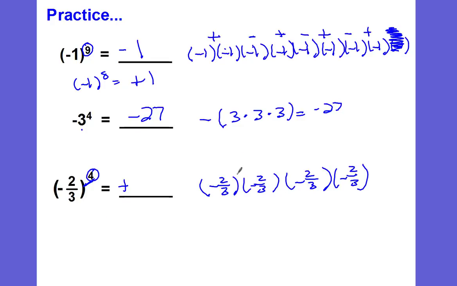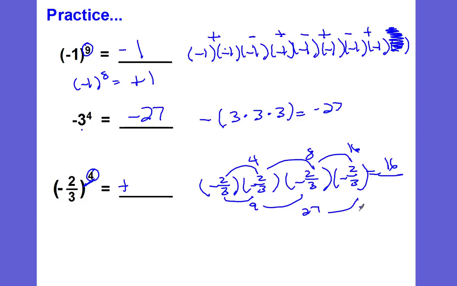And if you recall, to multiply with fractions, we just multiply the numerators. 2 times 2 is 4, and 4 times 2 is 8, and 8 times 2 is 16. And do the same with your denominators. 3 times 3 is 9, 9 times 3 is 27, and 27 times 3 is 81. So we get 16/81. It's a positive.